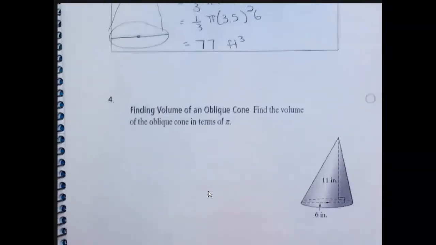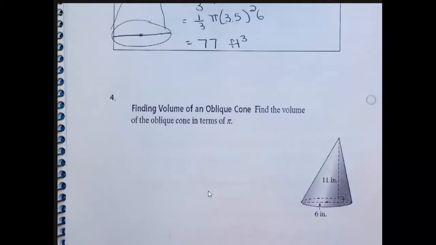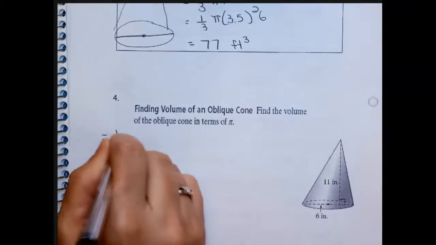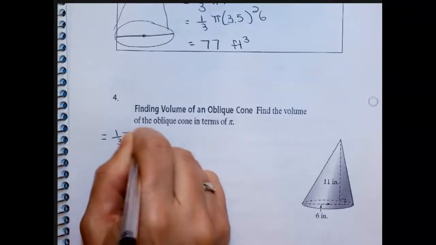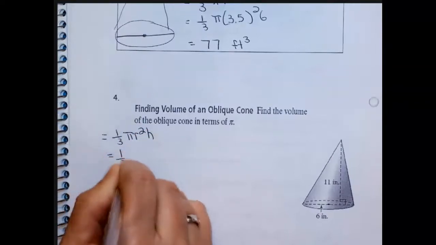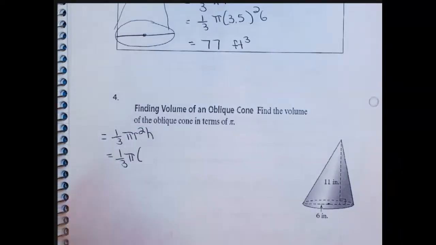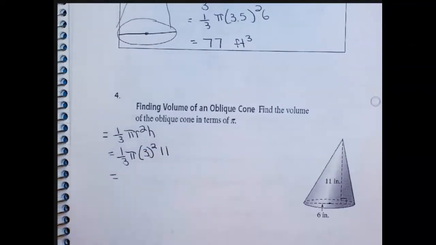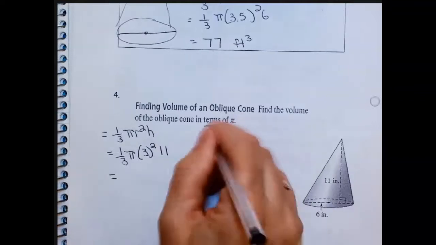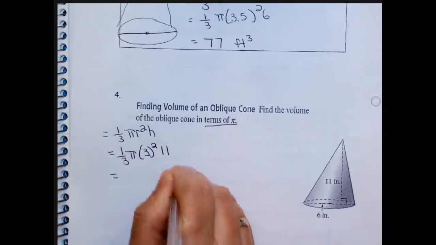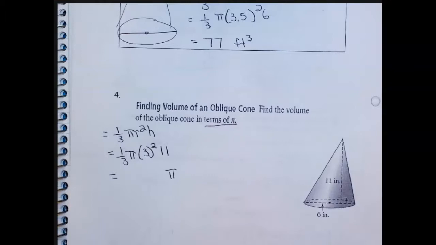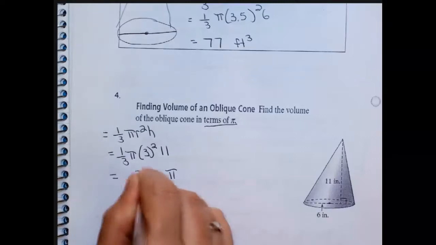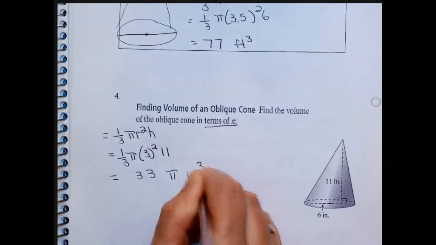All right, moving on to the next one, it says an oblique cone. So even though it's oblique, which just means it's tilted to the side, the same formula is still going to work. We have 1/3 pi r squared times h. We can see we have a diameter of 6, which means our radius is 3. And again, they were nice enough to give us the height. Notice in this case it says leave it in terms of pi. So I'm putting my pi off to the side. I'm doing 1/3 times 3 squared times the 11. And we end up with 33 pi inches cubed.